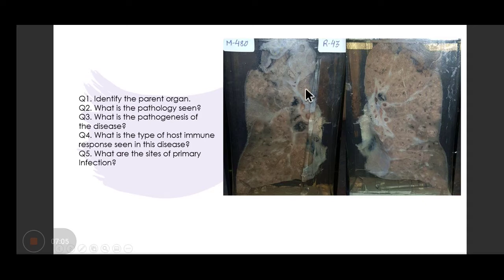And the hilar lymph nodes are also enlarged and they are showing cavitation, and they are matted. So this is a gross of miliary TB. In this, we can ask you the site of primary infection, and the type of post-immune response in this, and the pathogenesis. How will you identify the parent organ? You will tell there is a spongy organ showing a hilum, bronchioles are seen. So it is lung, and you can also see the pleura.